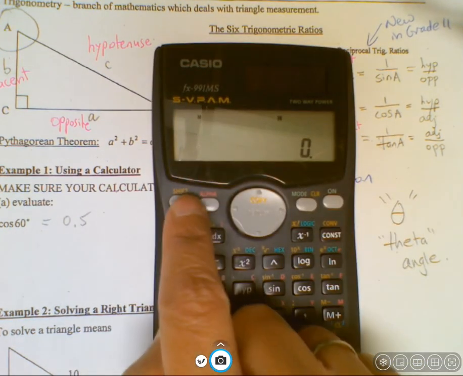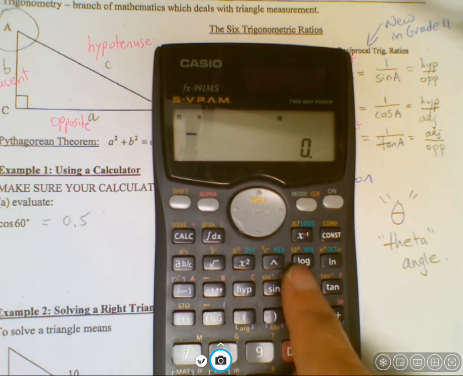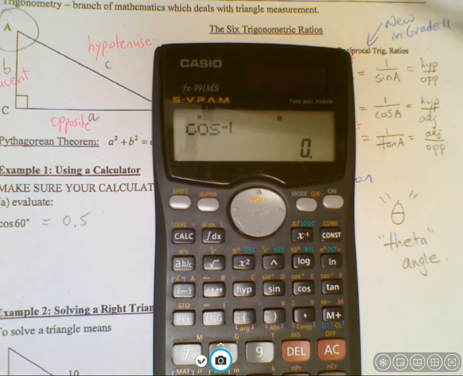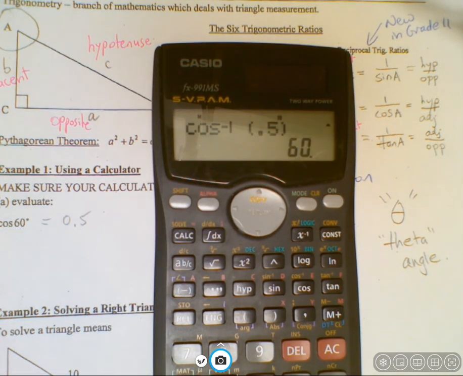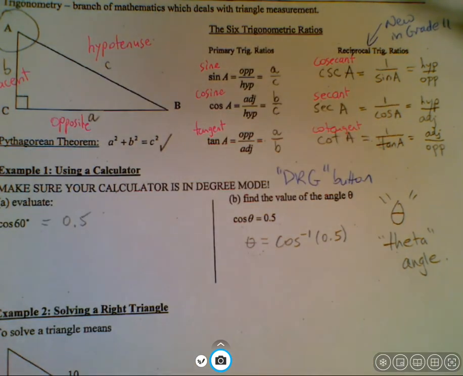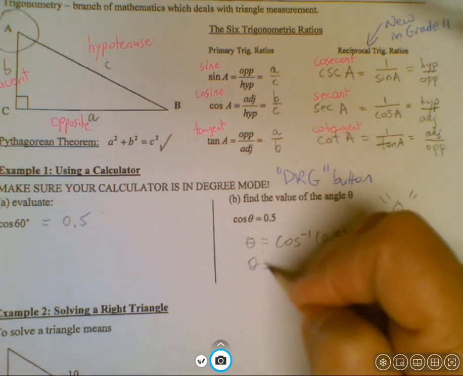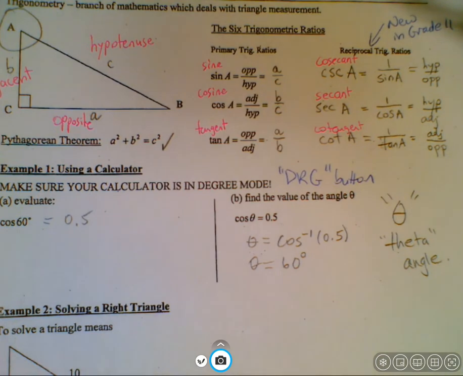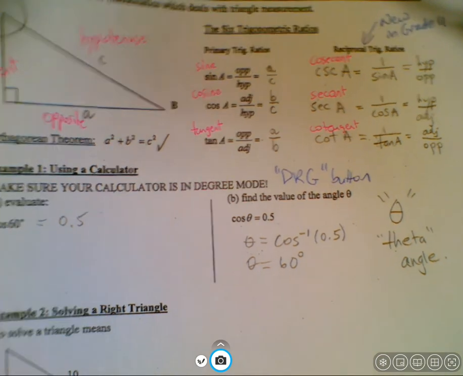if you press shift or second function and then cosine, you will get cosine inverse, and then you can put in, I like to open brackets, depends on your calculator, but some calculators give you the brackets automatically, and I push that in, I get 60 degrees. Now I only got 60 degrees because my calculator is in the right mode. It's in degree mode. So it's really important.